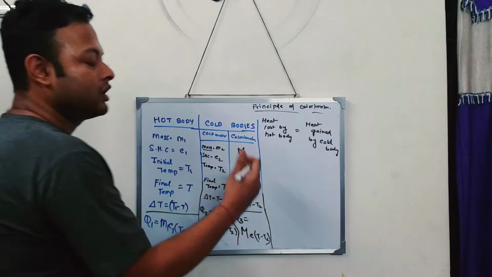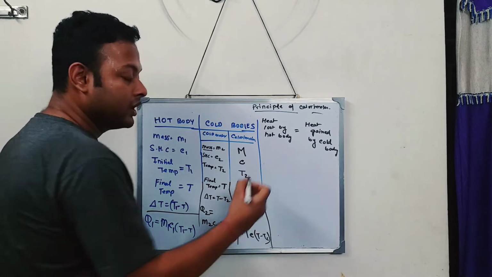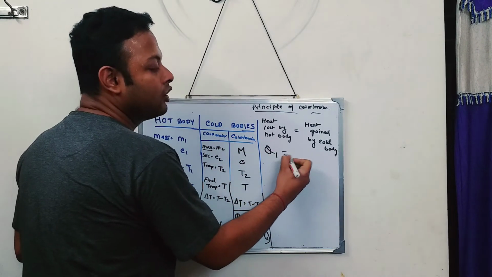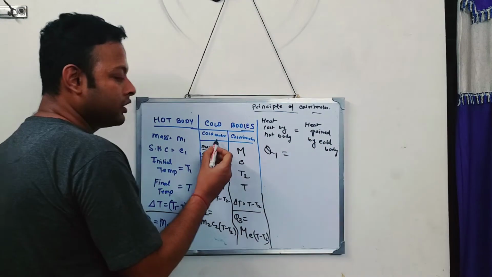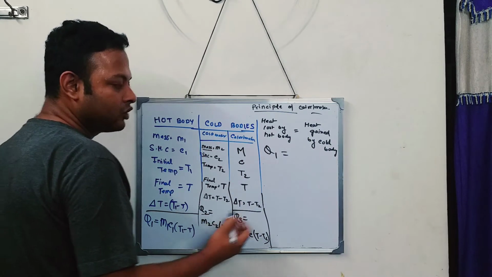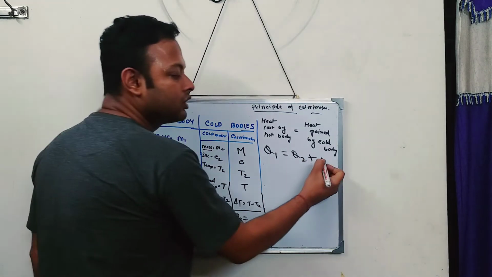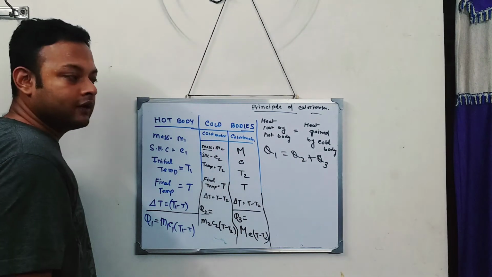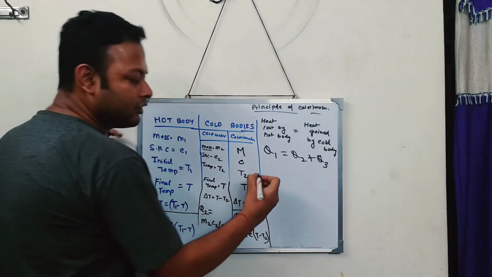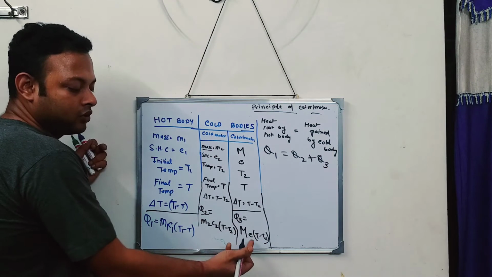Now what will I write? The heat lost by the hot body is Q1. The heat gained by the cold body: the first cold body is gaining a heat of Q2 and the second cold body is gaining a heat of Q3. Okay. Now what is Q1? Just put in these formulas, just put in these terms.